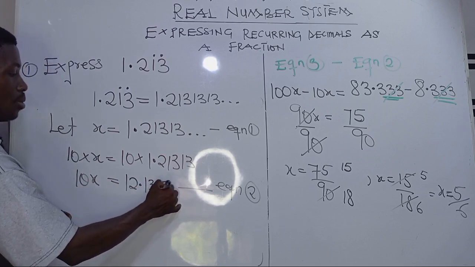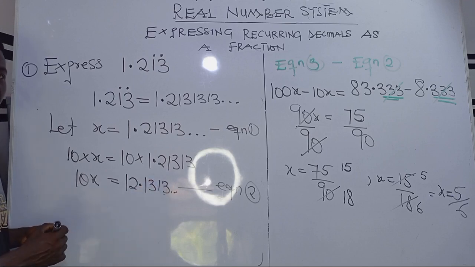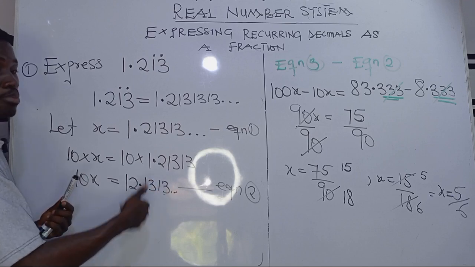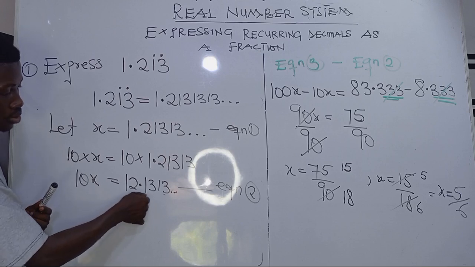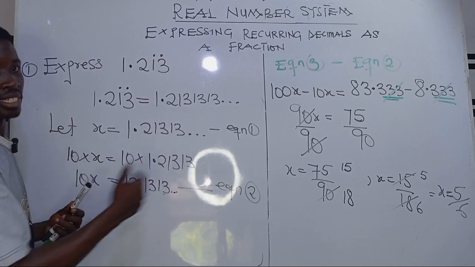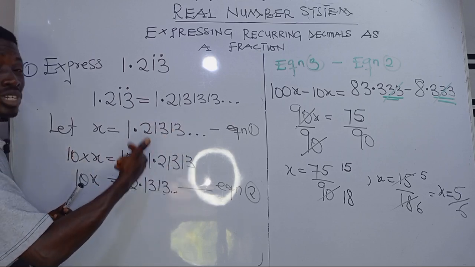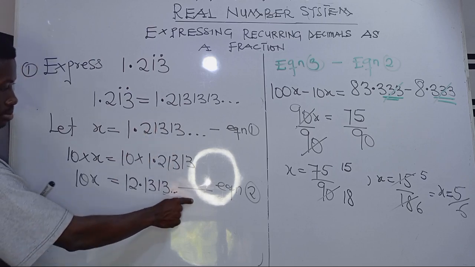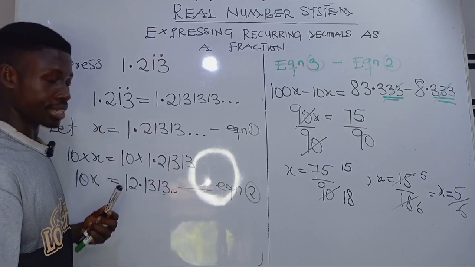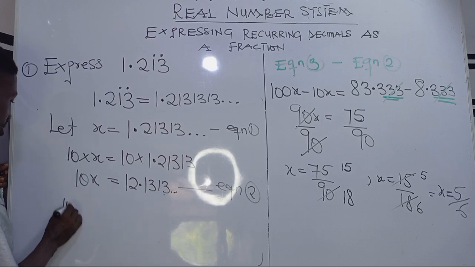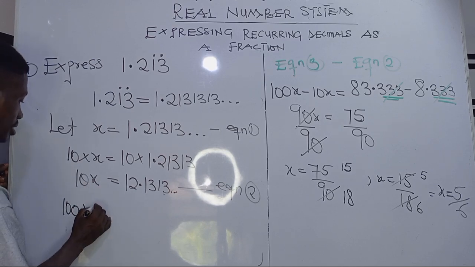Now we also realize that behind the decimal point, certain numbers recur or repeat infinitely. And those numbers are 1 and 3. So how many digits repeat infinitely? It is only 2 digits that are repeating infinitely. Because it is only 2 digits that are repeating, you multiply equation 2 by 100.